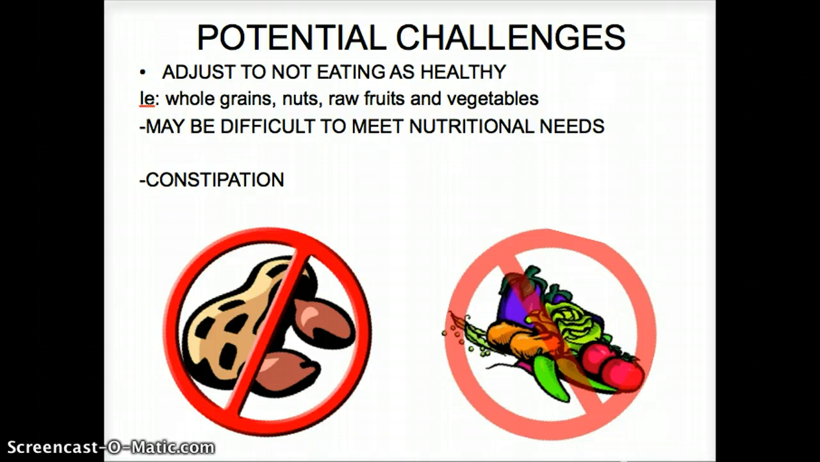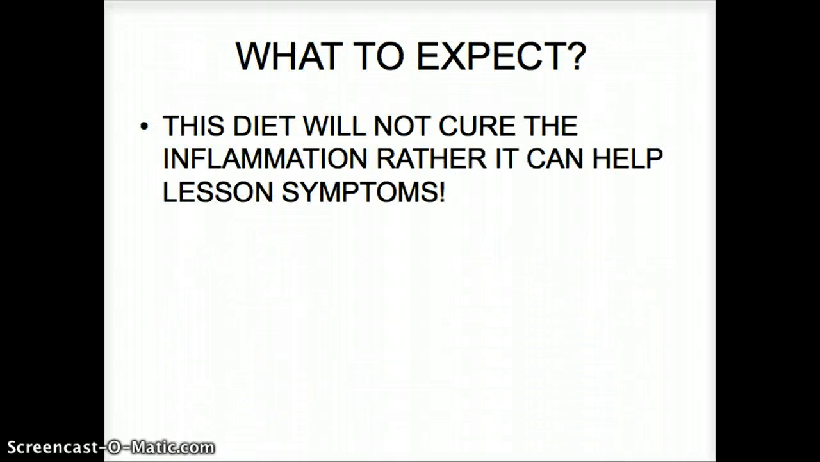Potential challenges with this diet are adjusting to not eating as healthy as usual. So if someone is used to eating a lot of whole grains, nuts, raw fruits, and vegetables, it may be difficult to start watching what you're eating, especially because these foods are still healthy. So it's hard to stop eating healthy foods if you're used to it. And that may be one challenge, as well as it may be difficult to meet all your nutritional needs as you are eliminating a lot of fruits and fiber and vegetables in your diet. And supplementation may be appropriate if you are on this diet longer than the intended use. And constipation is another issue that may come up because you are eliminating a lot of fiber in your diet. And it's important to drink a lot of water on this diet.